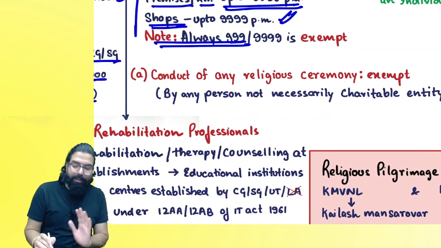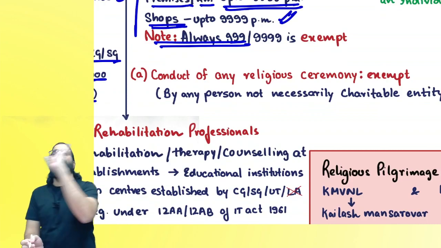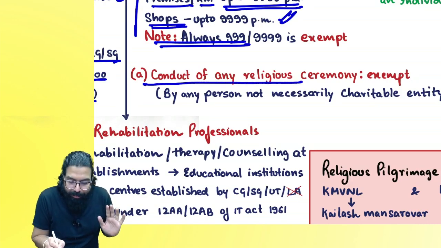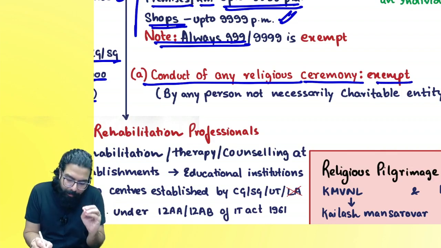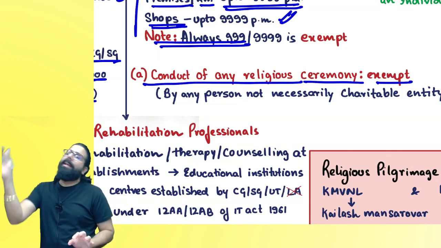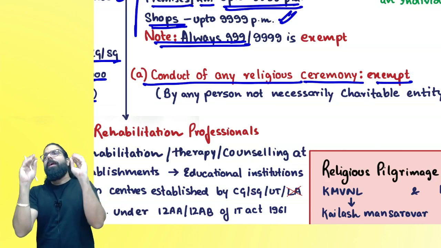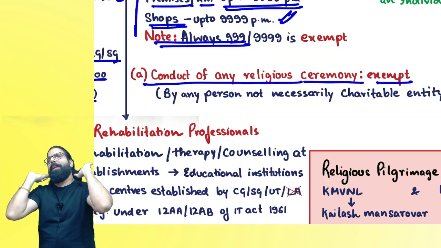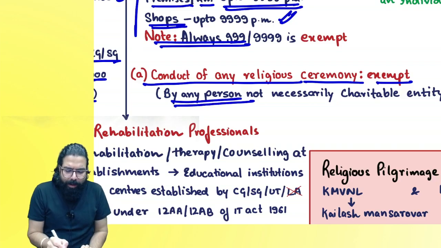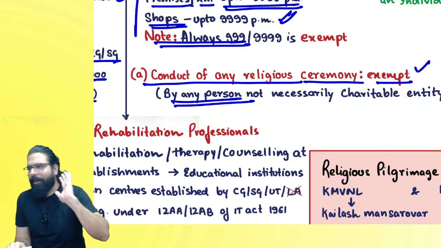Everyone over here. Now, sir, if anyone conducts any religious ceremony, it will always be exempt. It need not be an entity registered under 12AA or AB. Anyone who is conducting any religious ceremony, the government is telling that GST will always be exempted.